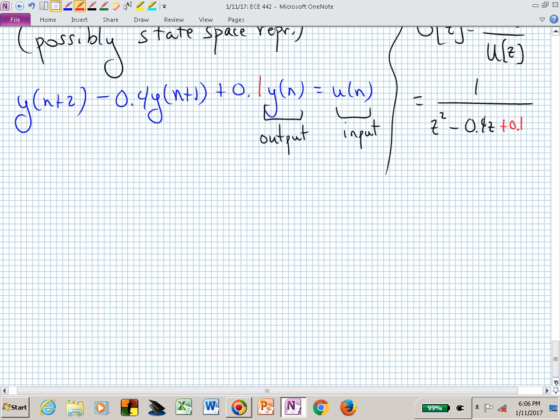But what we want to be able to do by partway through this class is be comfortable moving back and forth between these different representations.